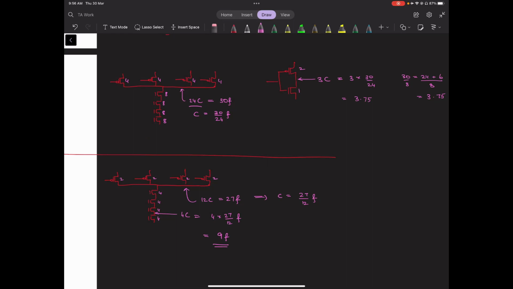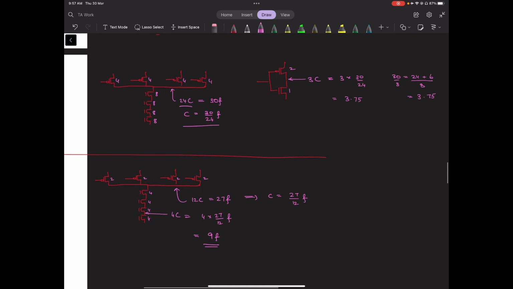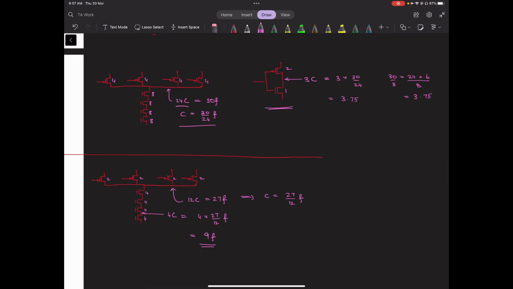And so from that, we will get the value of the terminal diffusion capacitance, which is C. And from there, a size 1 inverter sized for equal rise and fall delay is 3C. That will come out to be 3.75.